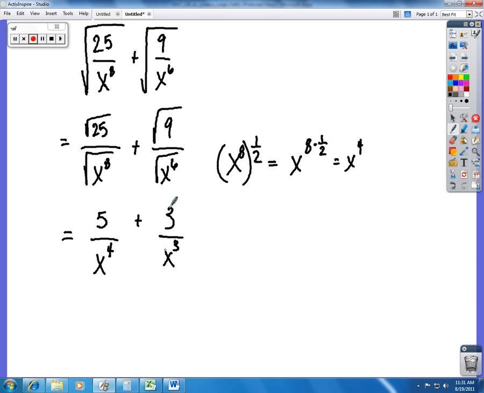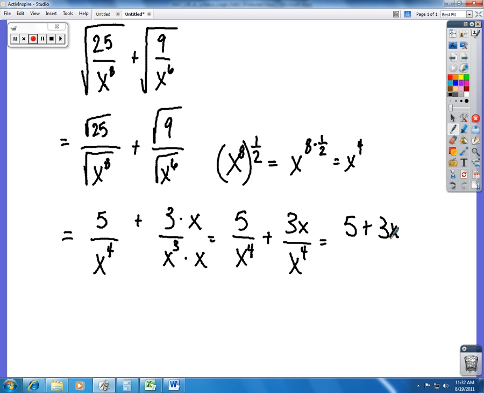So I'm going to change this fraction over here so that it has the same denominator as this one. I'm going to do that by multiplying both the numerator and the denominator by x. Okay, so that gives us 5 over x to the 4th plus 3x over x to the 4th. Okay, and now since these are the same denominator, I can combine the terms in the numerator, put them over the common denominator.